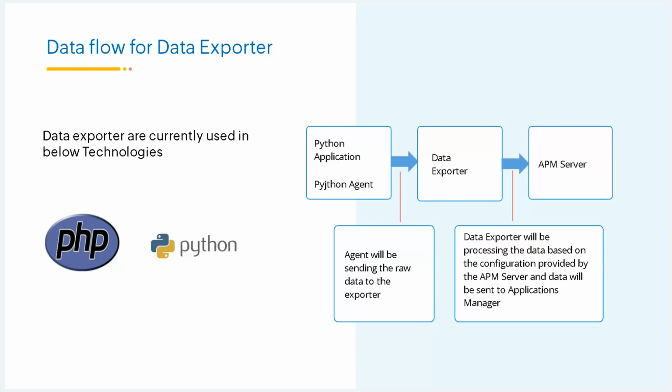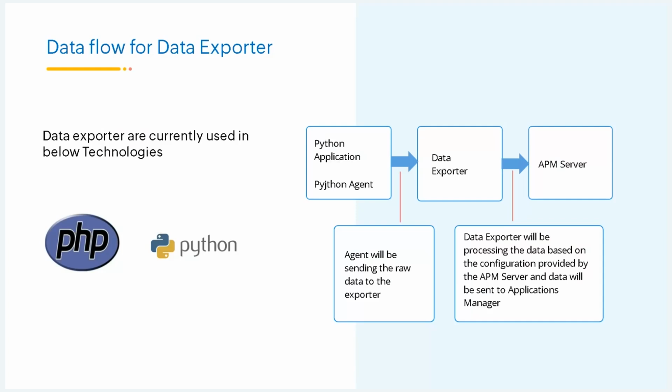This step will involve organizing the data in a way that is compatible with the Applications Manager server's requirements. Once the data is processed, the data exporter will establish communication with the Applications Manager server. It will then send the aggregated and formatted data to the server for further analysis and storage.